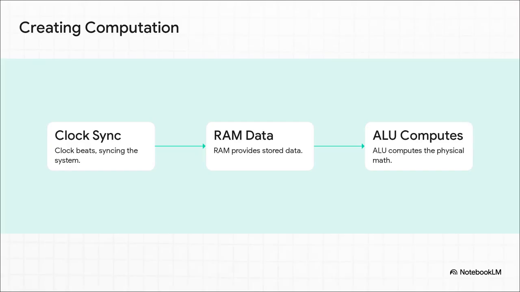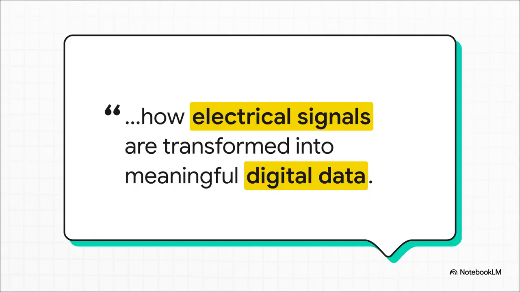So here is how raw electricity flows through these physical components in 3 perfectly synchronized steps to create computation. Step 1, the clock beats, syncing the entire system. Step 2, the RAM provides the stored electrical data needed for the operation. And step 3, the ALU receives those signals and computes the physical math. They operate in this continuous, incredibly elegant dance of voltage. This precise sequence shows exactly how electrical signals are transformed into meaningful digital data.